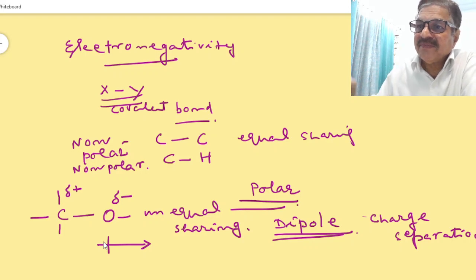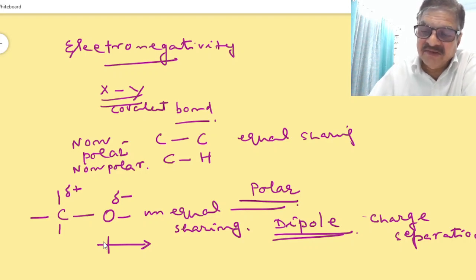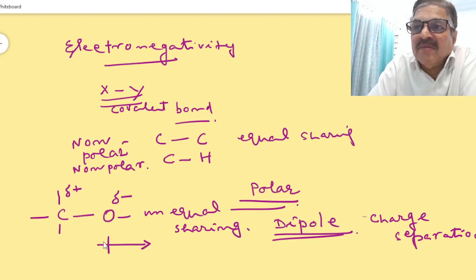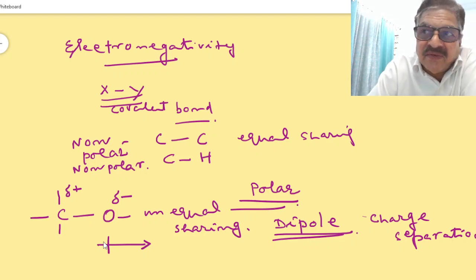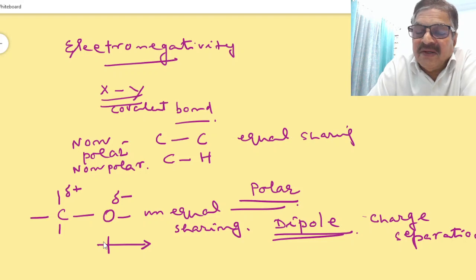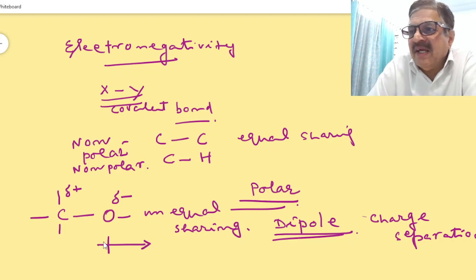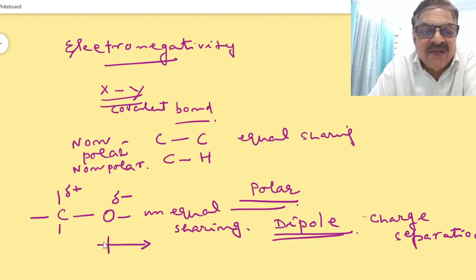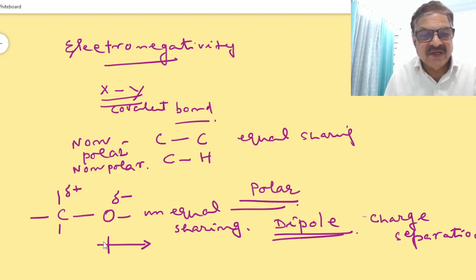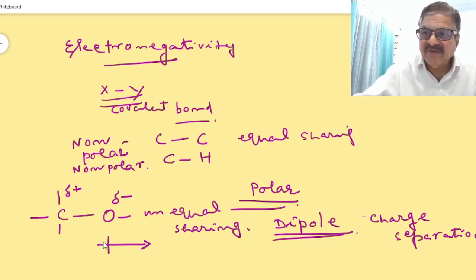Therefore, we know the polarity. The direction of the polarity in the bond is indicated by this arrow. The head of the arrow points towards the more electronegative atom, and the tail with a perpendicular line is positioned at the less electronegative element. Or we use partial positive charge and partial negative charge.